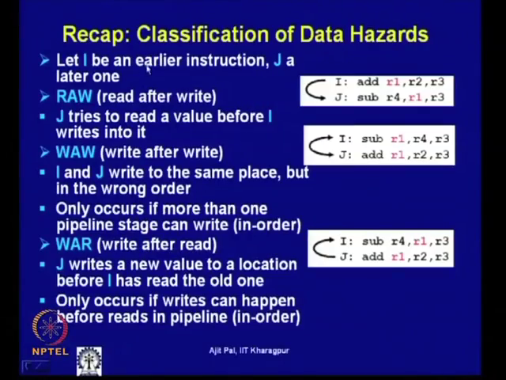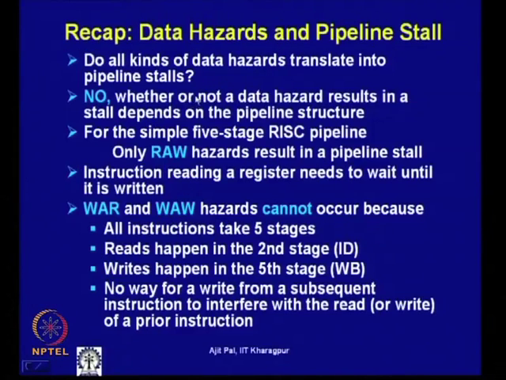Now, coming to the data hazards, as you have seen, the data hazards can be classified into three types. First one is read after write, where instruction J tries to read a value before instruction I writes into it, and the other two are write after write, WAW type, and write after read, WAR type. However, as you have seen, for the pipeline that we have been discussing, the simple 5-stage RISC pipeline, only read after write type of hazards may result in a pipeline stall. On the other hand, write after read and write after write hazards cannot occur because of different reasons that we have discussed in the last lecture.